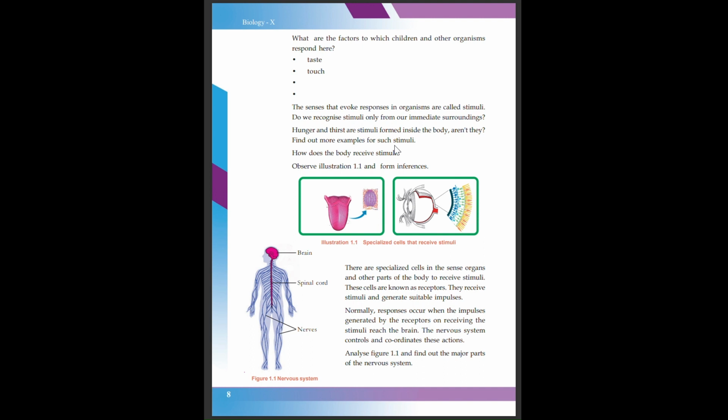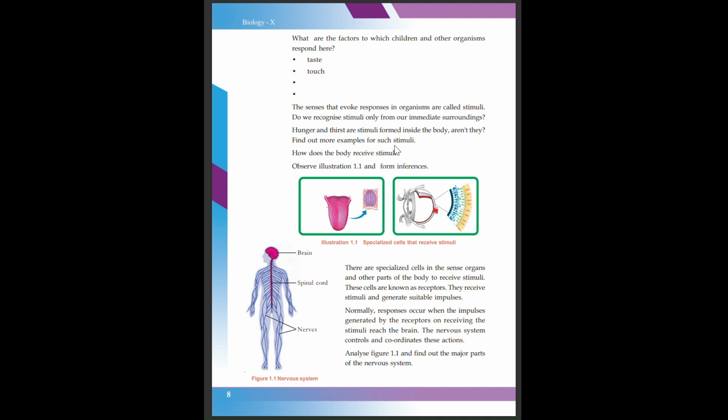So the definition for stimuli would be: the senses that evoke responses in organisms are called stimuli. It's very easy. There are different kinds of senses: skin, nose, mouth, tongue, sorry, tongue, ear. The senses that evoke responses in organisms are called stimuli. That is the definition. Do we recognize stimuli only from our immediate surroundings?